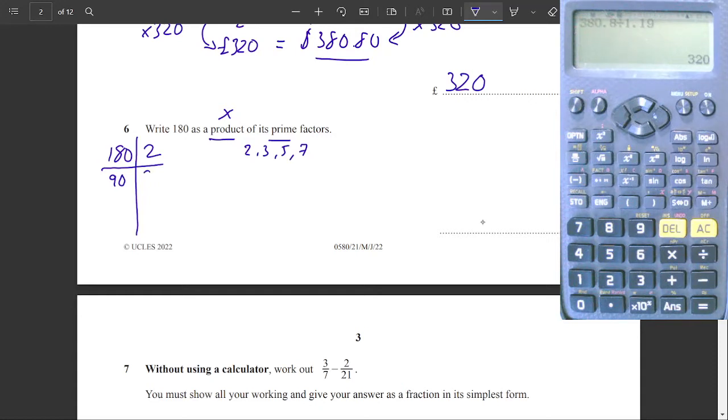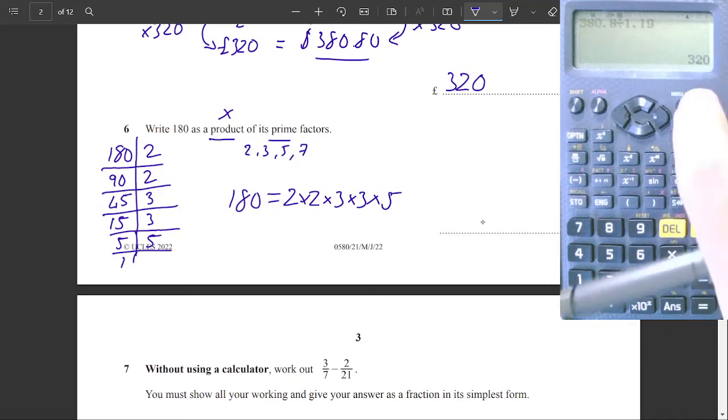I can divide by 2 again. That will give us 45. What's the next prime number? 3. Okay, you can also divide it by 5, of course, because it's also a prime number. But we divide it by 3, we get 15. We can divide it by 3 again, which gives us 5. And then we can divide it by 5, which gives us 1. Okay, we're not dividing by 1. 1 is not a prime number, and that is the answer. It's 180 equals 2 times 2 times 3 times 3 times 5.